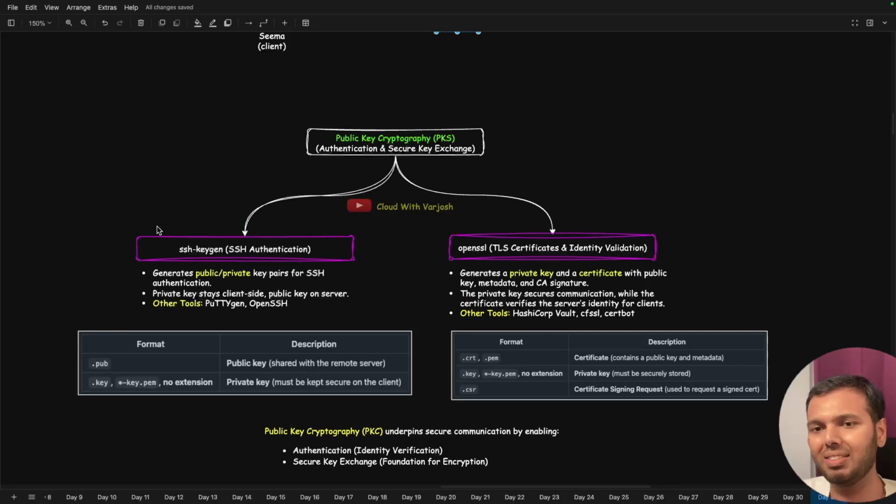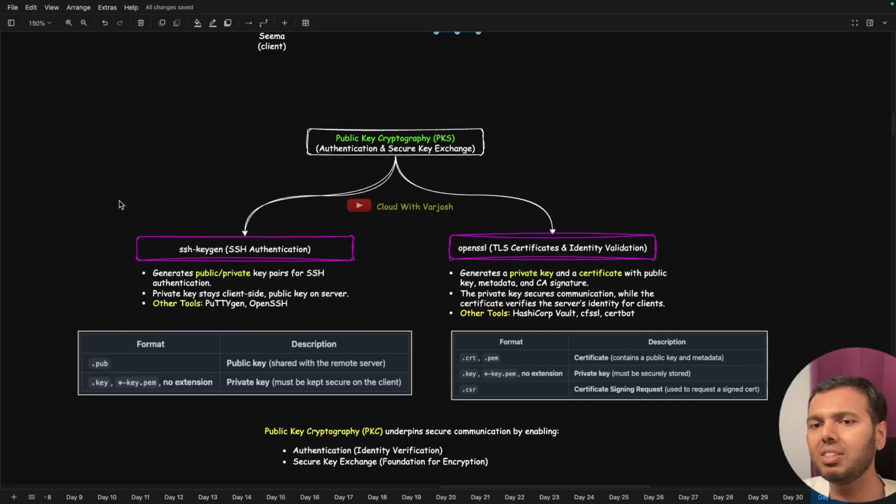I want to discuss SSH keygen and OpenSSL. These are tools that are used for key pair generation. So first, let's look at SSH keygen. We also saw a small demo of SSH keygen in our previous lecture where we generated a public private key pair for SSH authentication. Private key stays with the client and the public key is on the server, and we'll dissect this as we move along with this lecture.